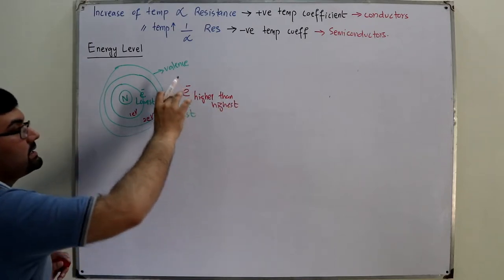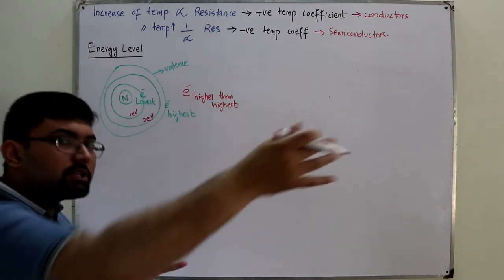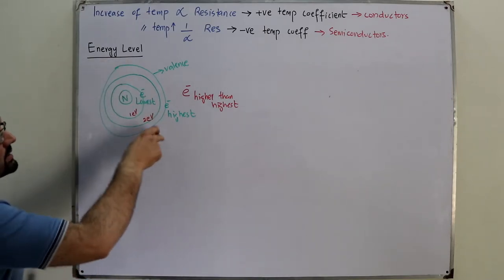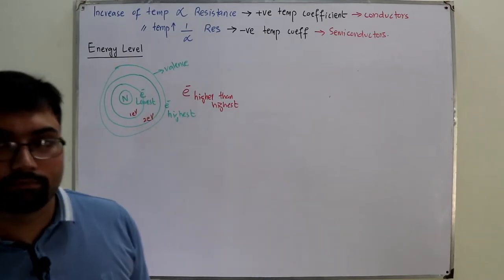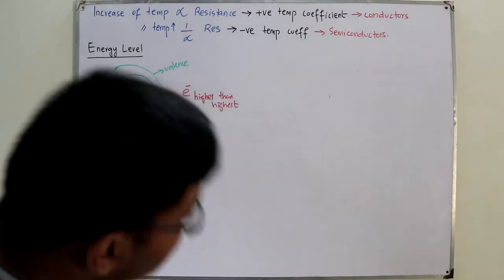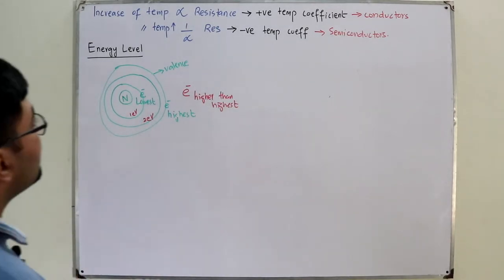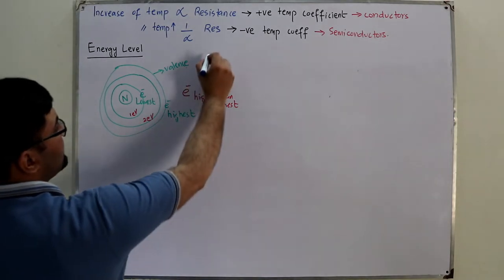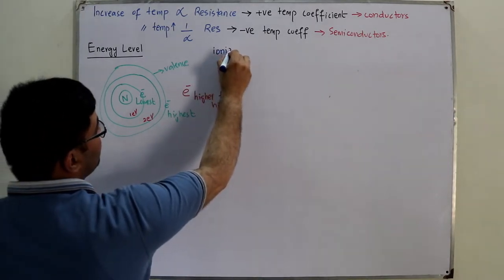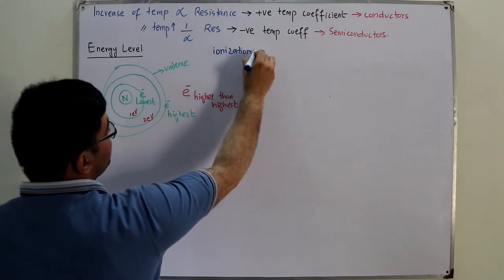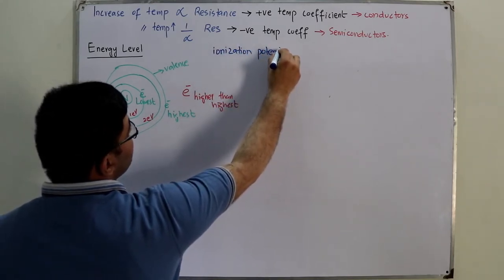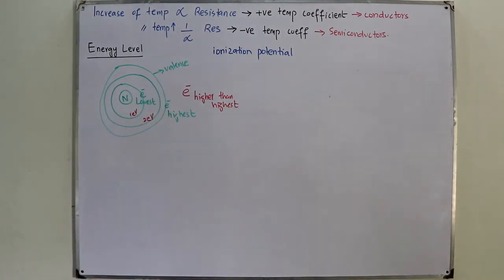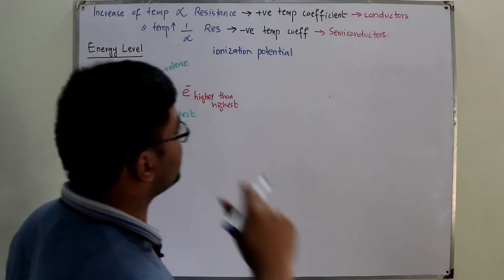Which means this outside electron has even more energy than that which is inside the highest energy level. Fine. Now, ionization potential. Ionization potential is what? Ionization potential or ionization energy. This is the energy required to remove the electron from the valence shell of an isolated gaseous atom.